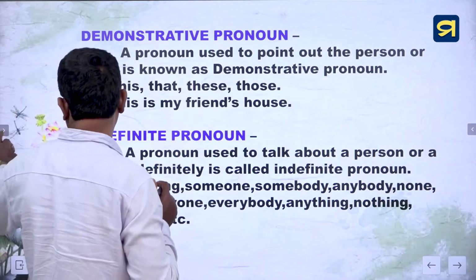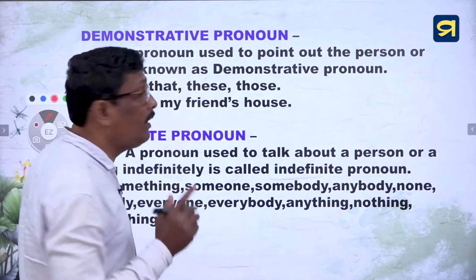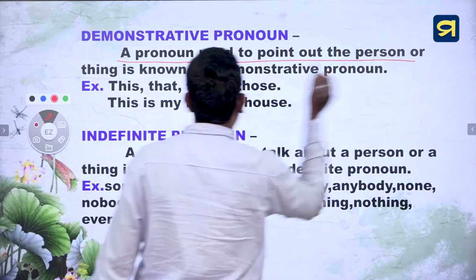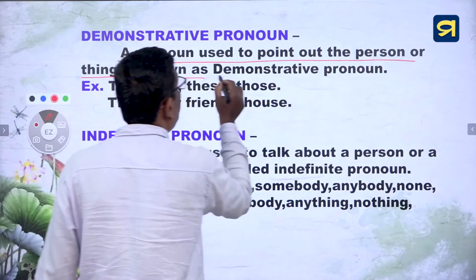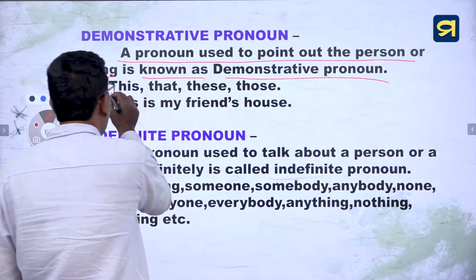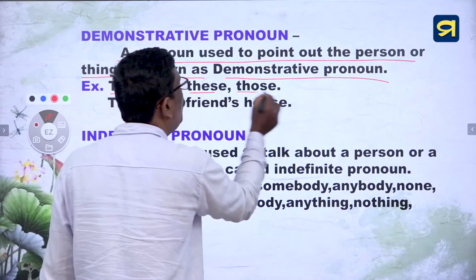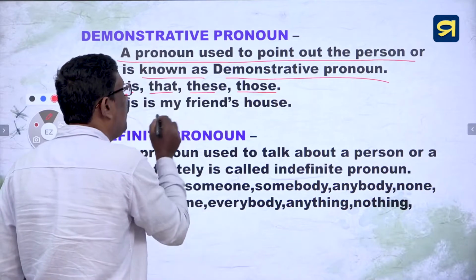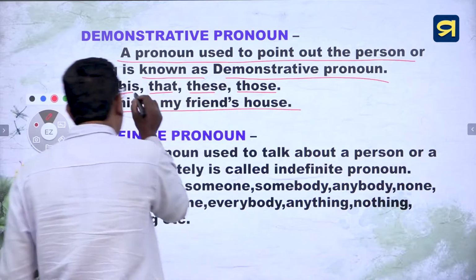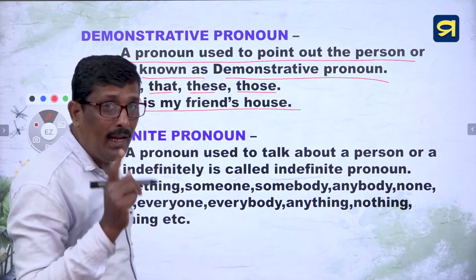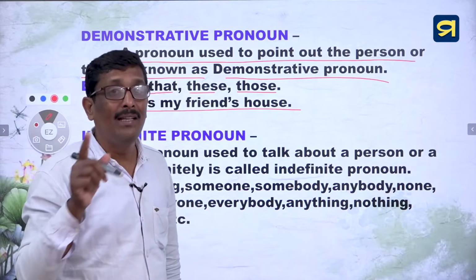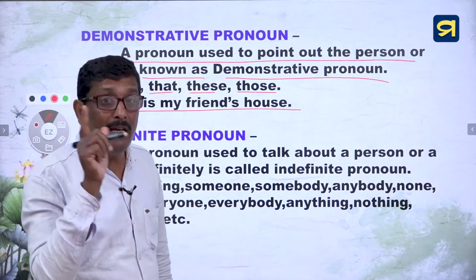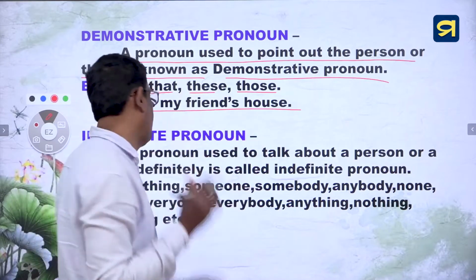Then demonstrative pronoun. What is a demonstrative pronoun? A pronoun used to point out persons or things is known as a demonstrative pronoun. This, that, these, those are demonstrative pronouns. This is my friend's house. Only this is used as a pronoun. But in 'this pen is mine', this is not a pronoun. There this is an adjective. This is the basic difference between pronoun and adjective.